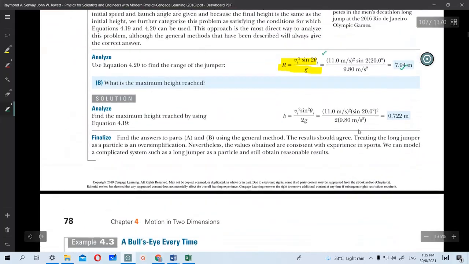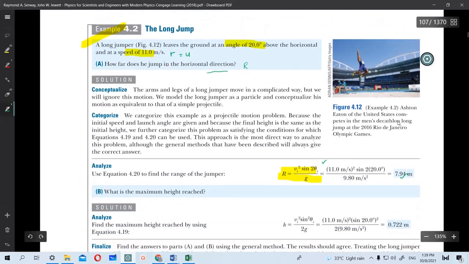Substitute, and you will arrive with 0.722. So note that 7.22 is this distance, while 0.722 is the vertical distance. This is the R just now. He leaves the ground and then lands on the ground. But bear in mind, this expression is only valid if it's a symmetric projectile that starts from the ground and then ends on the ground.